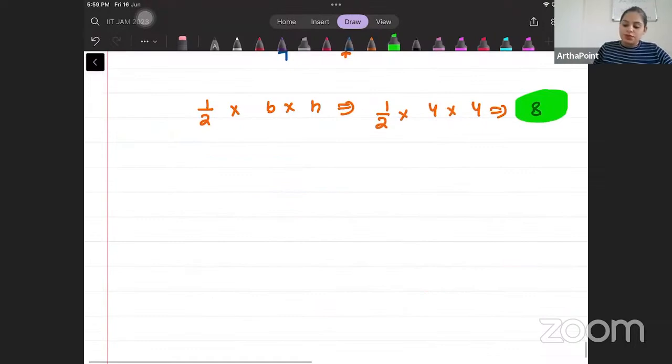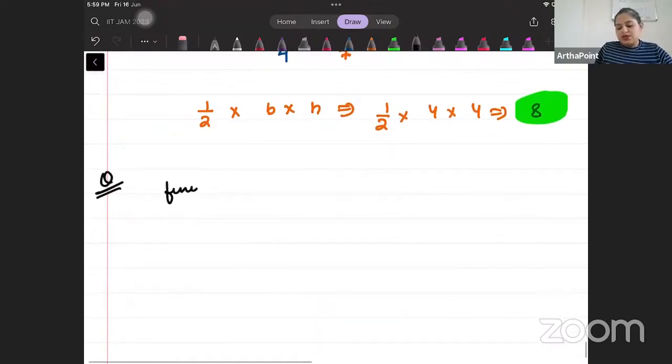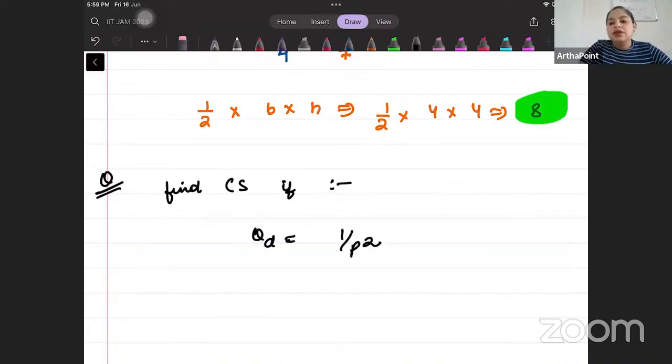Difficult question. Find consumer surplus in the following case. QD is equal to 1 by P square. So beta, note that in this question, you are given not a linear demand curve, but a non-linear demand curve. Whenever you have a non-linear demand curve, the only way to find consumer surplus is by the method of integration. So you should be aware of integration to solve this.